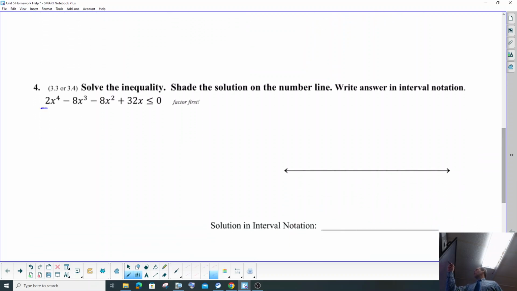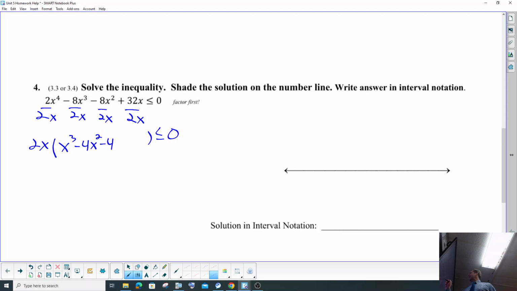Inequality. So I would probably pull out something they have in common first, like maybe a 2. Pull out the GCF. And I'd probably pull out an x even, right? And that's one of our zeros. That's x equals 0 right there. So we're left with x to the 3rd power minus 8 divided by 2 is 4x squared minus 4x plus 4. Does that look right? I don't think that looks right.